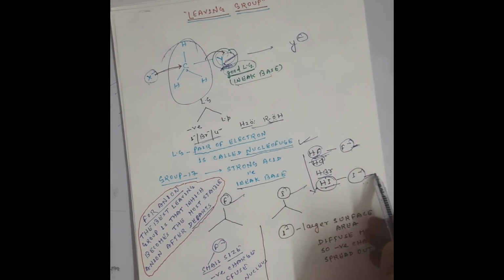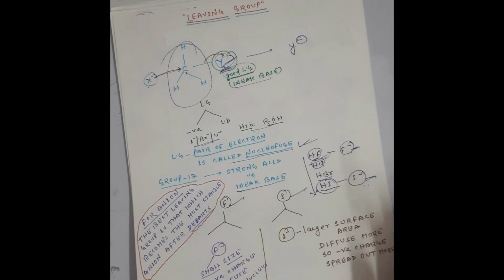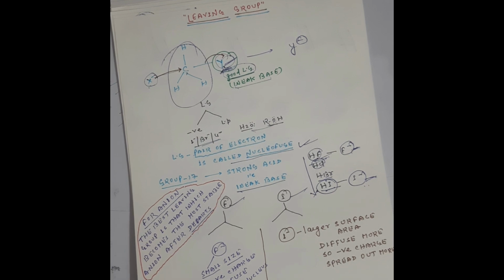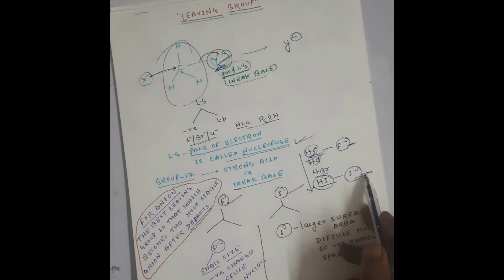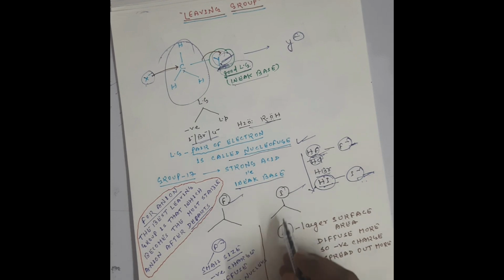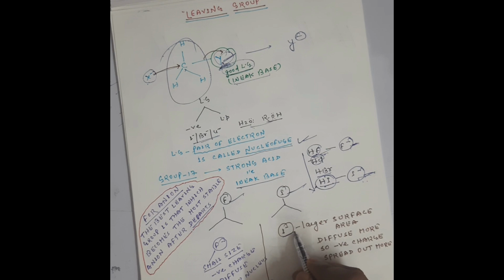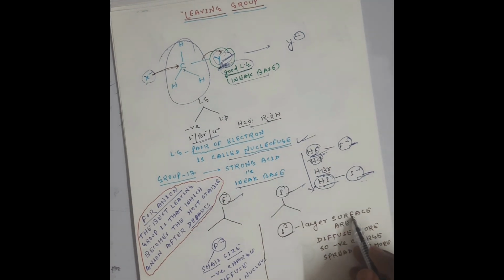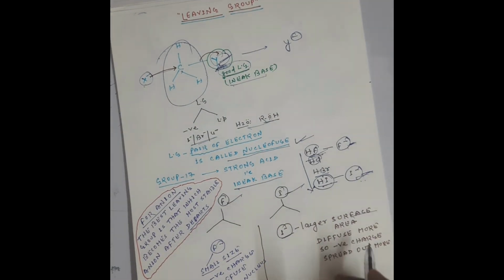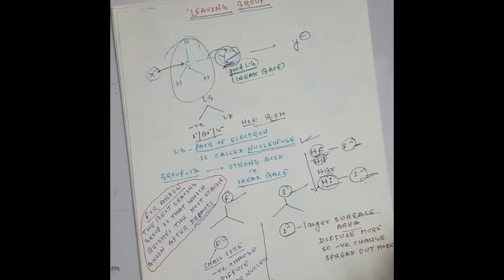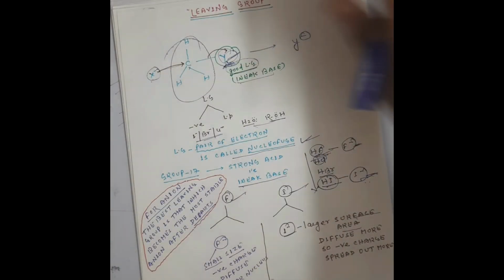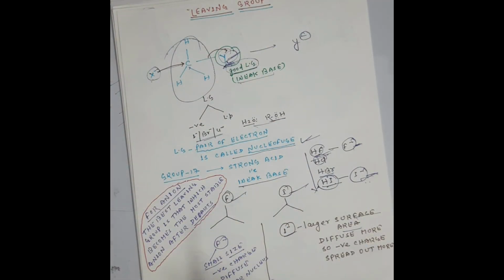Student, both act as a leaving group, but why is iodide I minus a good leaving group? I remind you, I minus is also a good nucleophile, as well as a good leaving group. The reasons are different. See, when we talk about I negative, it means large size. Large size means large surface area, and large surface area means the negative charge is diffused more.